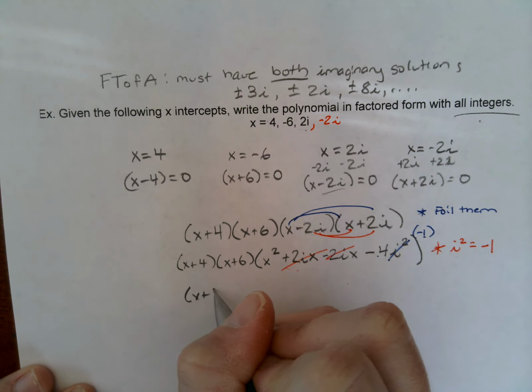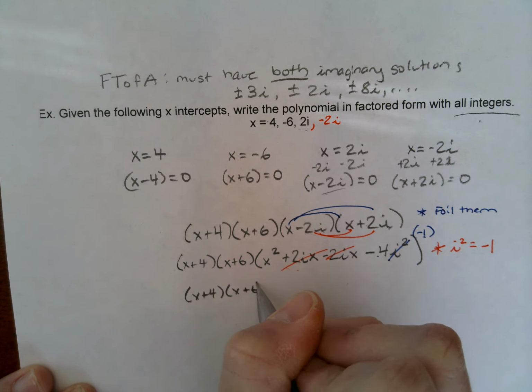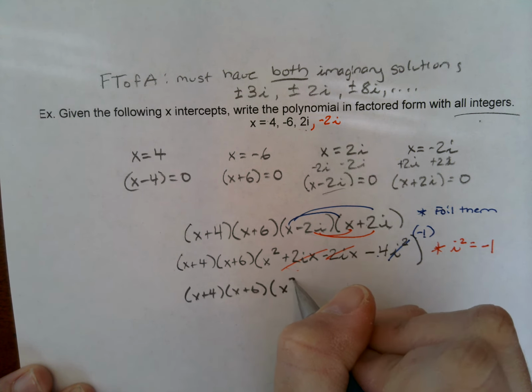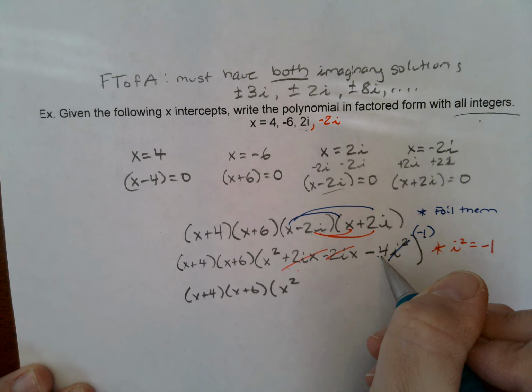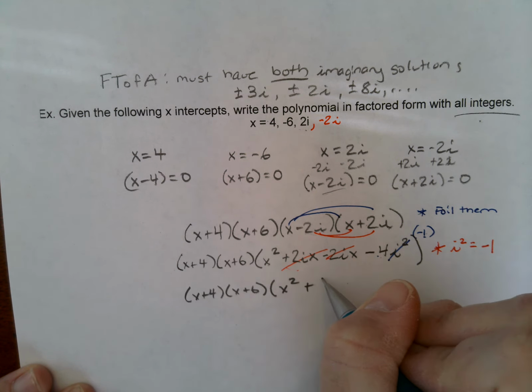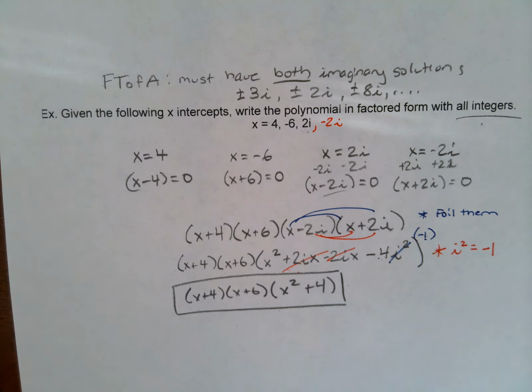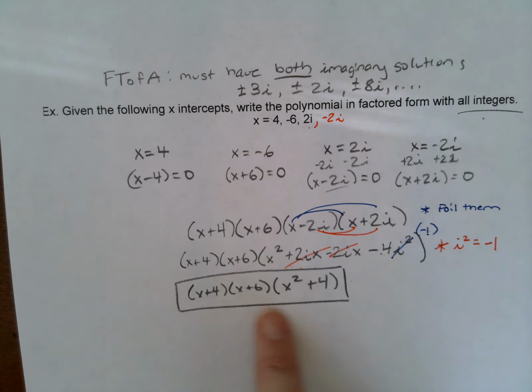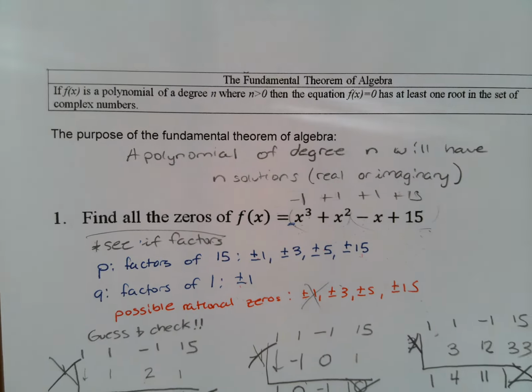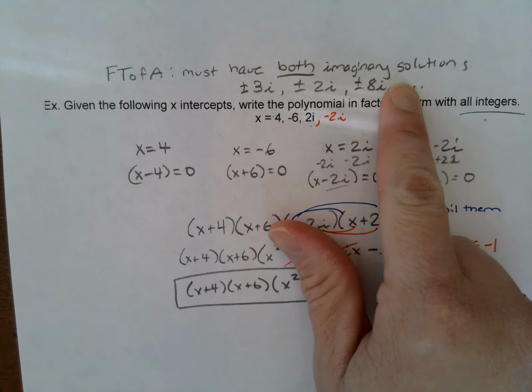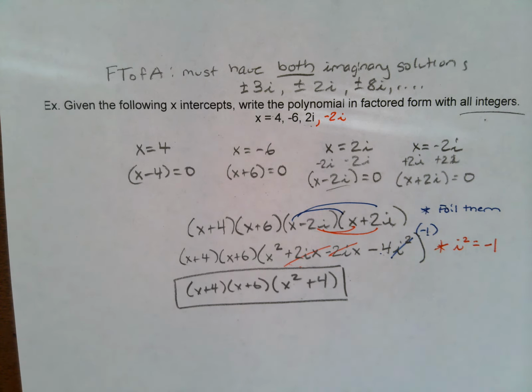So I've got x minus 4, x plus 6. x squared's there. These are gone. That's now negative 4 times negative 1, positive 4. Now I have all integers, and it's in factored form. So those are the two purposes of the fundamental theorem of algebra. It tells you how many solutions you're going to get, and that you're going to have both imaginary solutions. That's all we need to know about it.